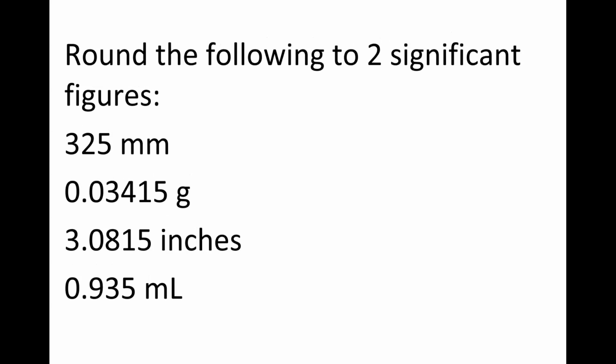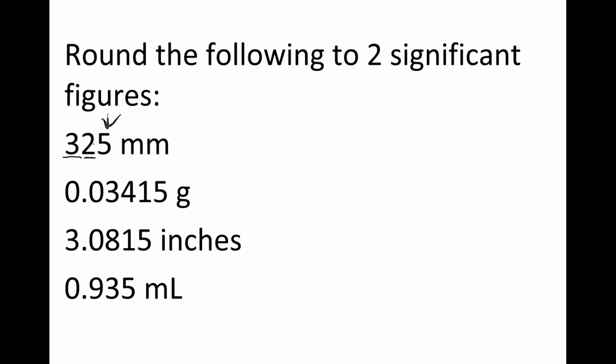First, we need to identify the first 2 significant figures in each value. In 325, the first significant figure is 3. Our second significant figure is 2. We can identify 3 and 2. Since these are my first 2 significant figures, the value that I will be dropping is this 5. That means that this 2 is going to have to round up because this value is 5 or higher.